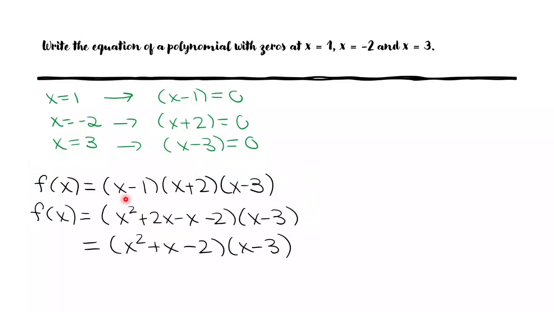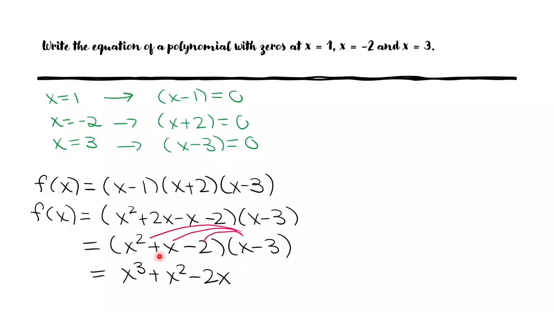So I started by foiling the x minus 1 and the x plus 2. First was x squared, outer 2x, inner negative 1x, last minus 2. And then I combined like terms. Those middle two terms, 2x minus 1x, gave me 1x. So again, I just multiplied x minus 1, x plus 2. I got x squared plus x minus 2.